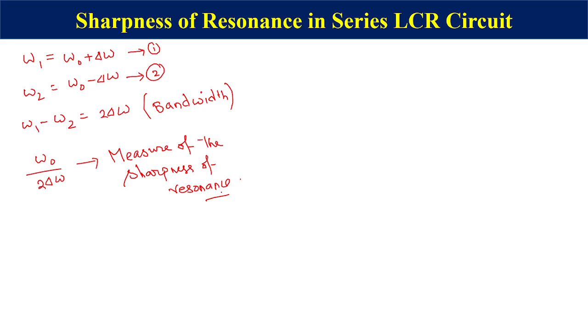Now we would like to analyze the maximum value of the current at omega 1. What we know is that the maximum value of the current, Im, is given by Vm divided by the square root of R squared plus (XL minus XC) whole squared. Since we are analyzing the result at omega 1, we write it as (omega 1 L minus 1 by omega 1 C) whole squared.